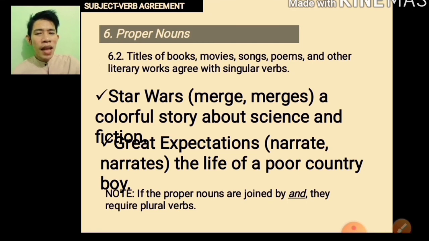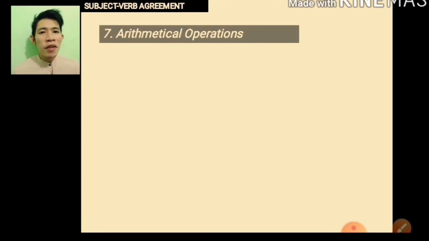But, take note, if the proper nouns are joined by and, they require plural verbs. For example, Star Wars and Avengers. So, ang gagamitin nating verb is plural kasi dalawang proper nouns ang pinag-uusapan natin. Okay? More than one proper noun. So, ang gagamitin nating verb is plural. Okay? Next is arithmetical operations.